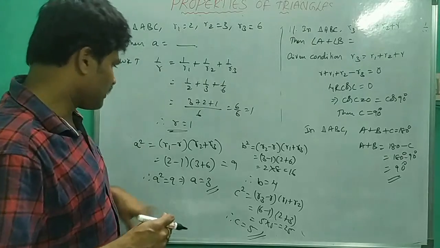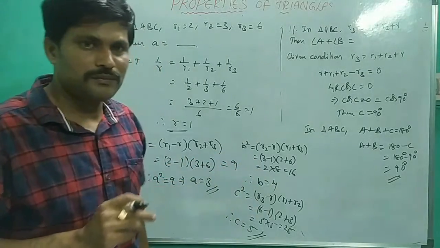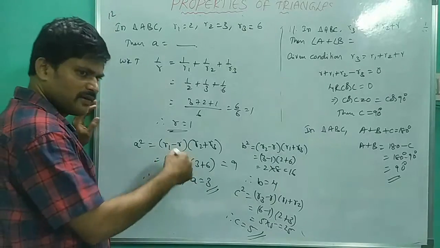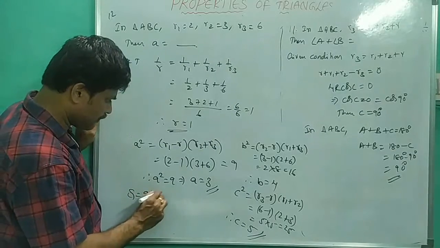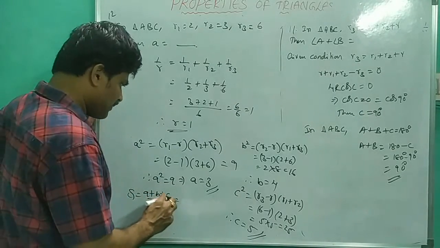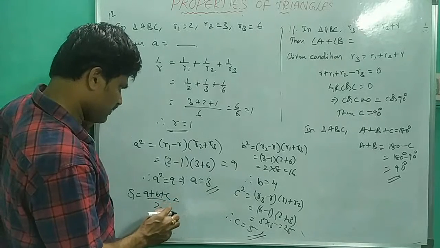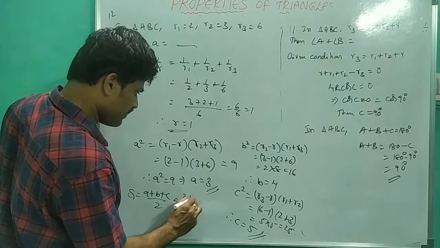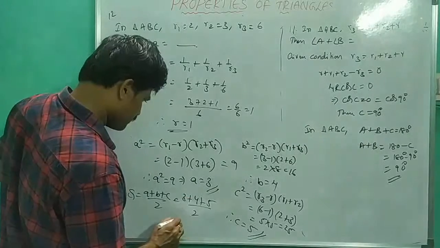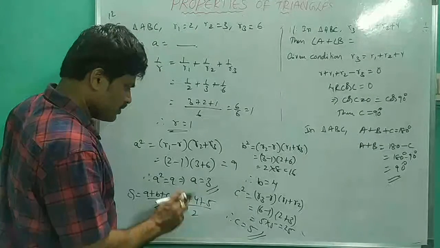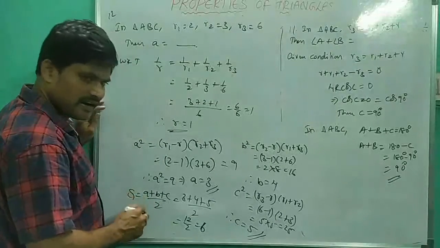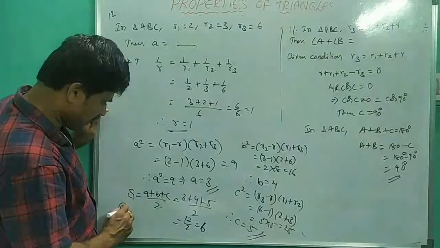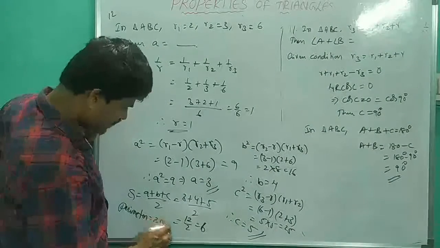So similarly, using a, b, c we find the s value also. s equal to (a plus b plus c) by 2. The a value is 3, b value is 4, c value is 5, by 2. So 3 plus 4 plus 5 is 12, by 2 is 6. So this is s. Here we get s, and the perimeter of the triangle means 2s. So 2s equal to 2 into 6, that value is 12.